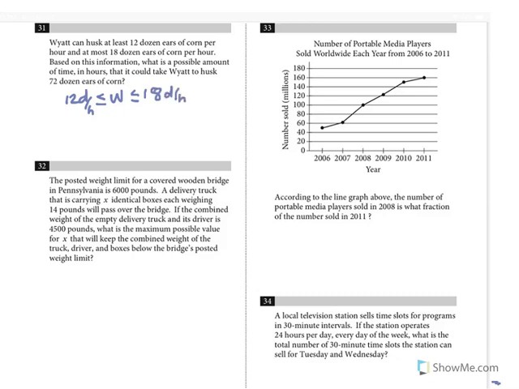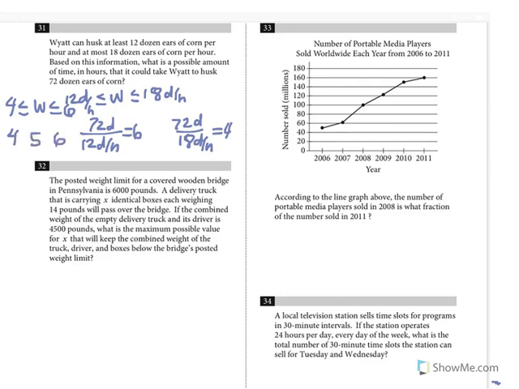What is the possible amount of time that it would take him to husk 72 dozen ears of corn? Well, we have 72 dozen divided by 12 dozen per hour, that equals 6 hours. And 72 dozen divided by 18 dozen per hour, that equals 4 hours. So it is 4 less than or equal to W. I guess it could have used T for time, but anyway, using W for Wyatt, less than or equal to 6. So what is the possible amount of time? You could say 4, 5, or 6, because it's inclusive, less than or equal to either one of those three numbers.